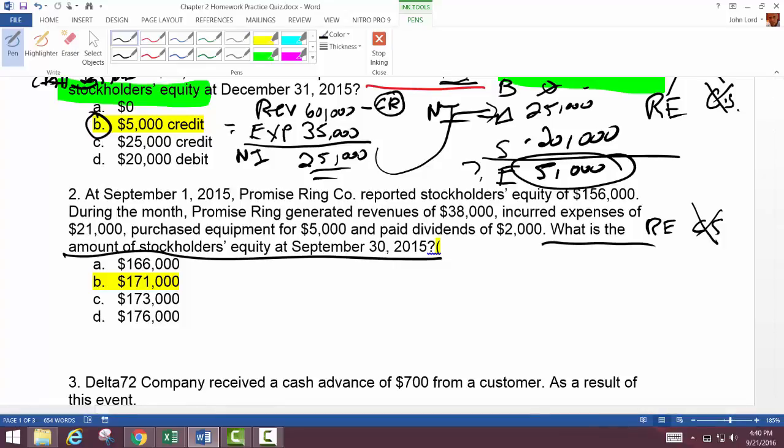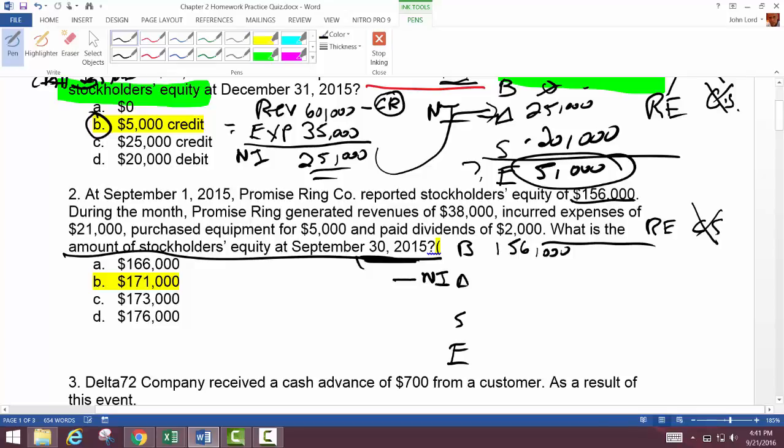And so what happens? I would do the same thing: beginning balance, add, subtract, ending balance. What's the beginning balance here? They had 156,000 at September 1st. Since they're asking me the end of the month, September 30th, the beginning balance is 156,000, even though I'm just analyzing retained earnings here, right? Okay. Then what happens? Then I have to add. What's my add to my retained earnings, everybody? What do we call that?